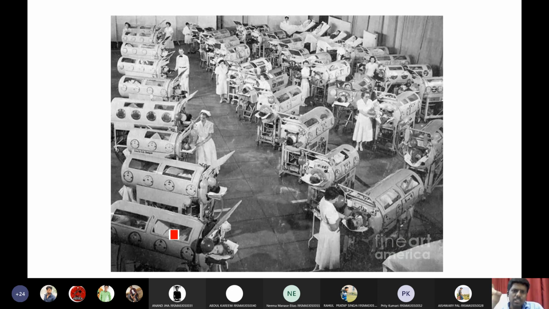This is the second stage of poliovirus infection. Even at this stage, if we are not treating patients, the poliovirus will go to the brain and cause coma to the patient. So this is the condition once polio enters its second stage.